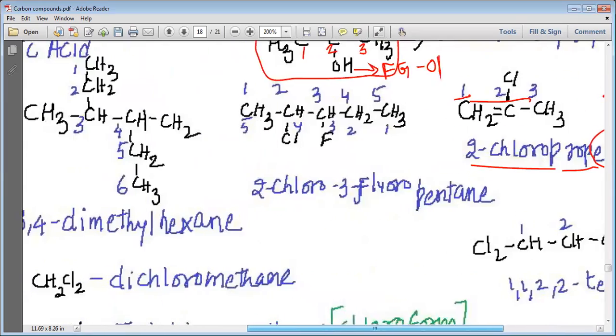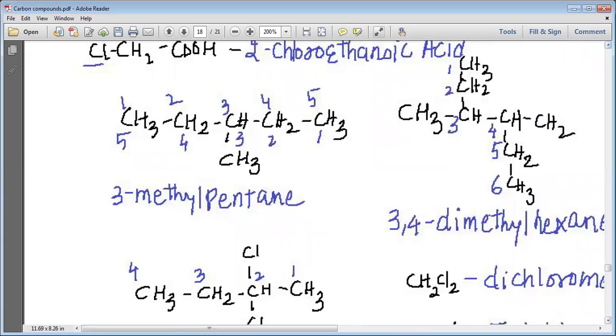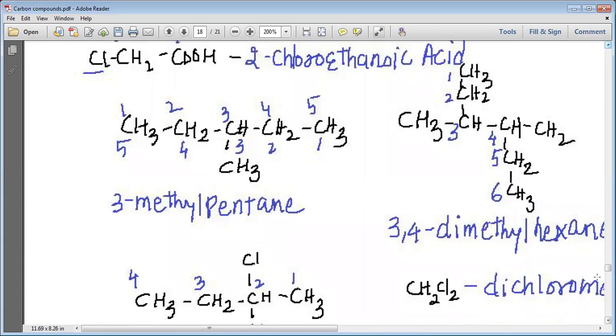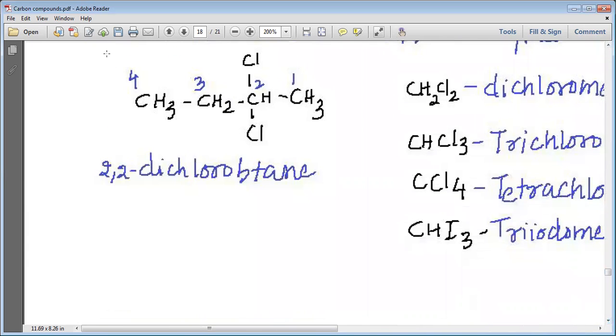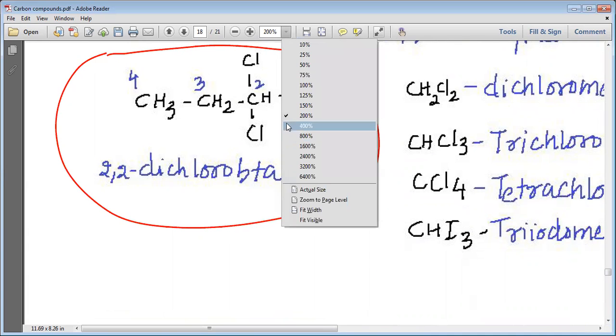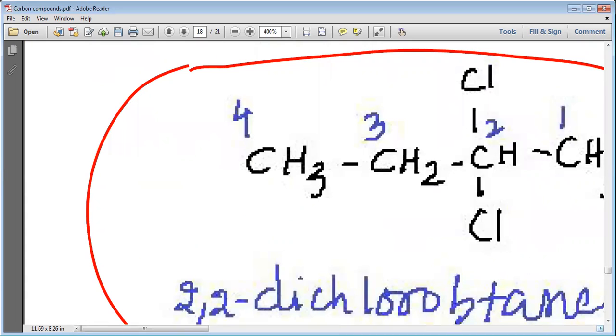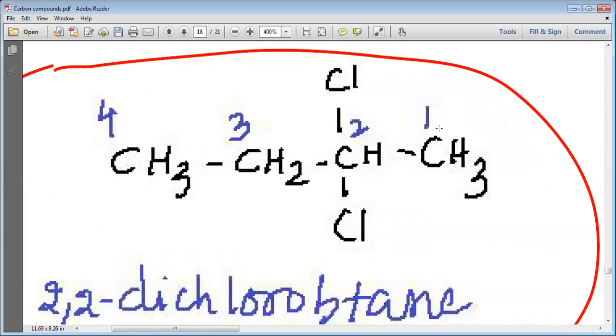Let's move forward and understand the next compound that we want to study. Let's have a look at this compound. Let us study about this compound. See, when we study this compound, my dear students, we can see that there are 1, 2, 3, and 4 carbons present. So the word root is but.